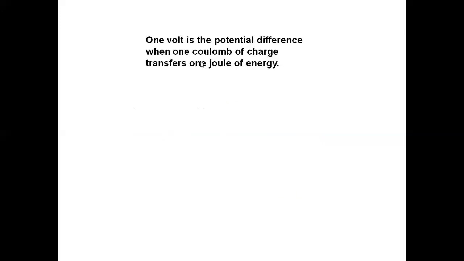So what is 1 volt? 1 volt is the potential difference when 1 coulomb of charge transfers 1 joule of energy. So it means the potential difference between the 2 points will be 1 volt. V is equal to W over Q.